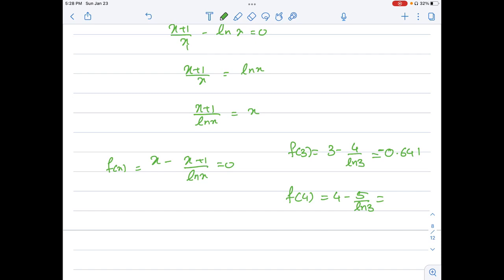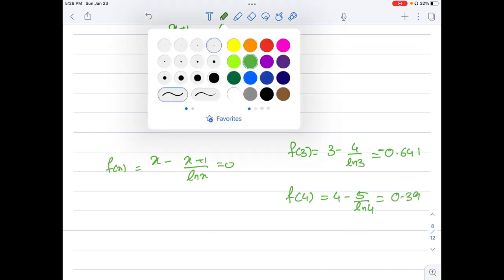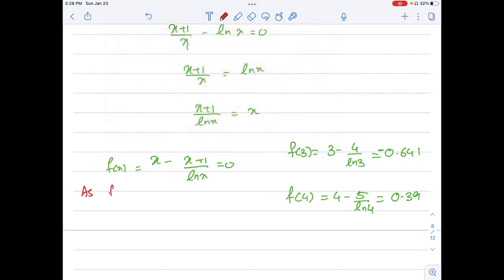Instead of ln 3, it should be ln 4 because we are substituting x is equal to 4. So go back and change the values to ln 4. So it should be equal to positive 0.39. We can see that they are opposite signs. So what am I going to write out? As f of 3 and f of 4 are having opposite signs, the root lies between 3 and 4.